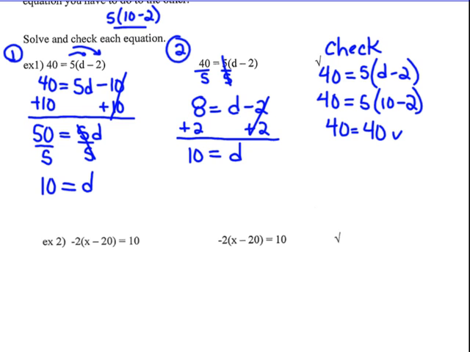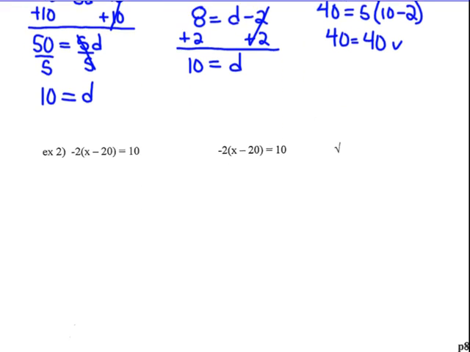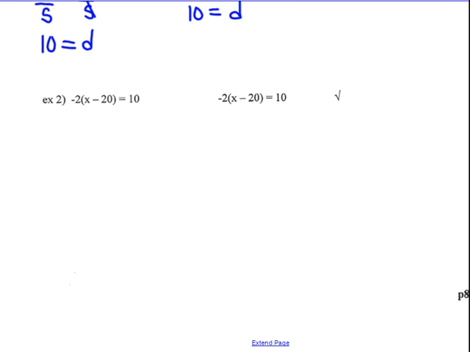I have a balanced equation at 40 when my answer is 10. That is the correct solution to this equation. Number 2, I'm going to do it both ways.